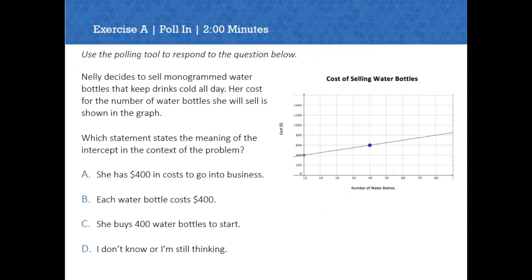Nellie decides to sell monogrammed water bottles that keep drinks cold all day. Her cost for the number of water bottles she will sell is shown in the graph. Which statement states the meaning of the intercept? So the intercept is right here. This is 400 on the y-axis. The y-axis is cost. So she has $400 in cost to go into business. She has $400 initially it costs. That's what that means.